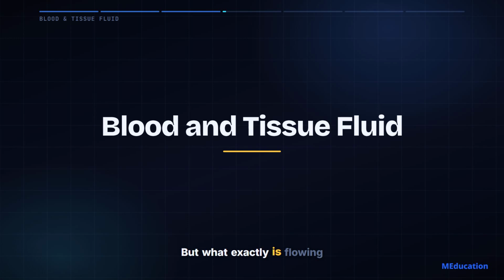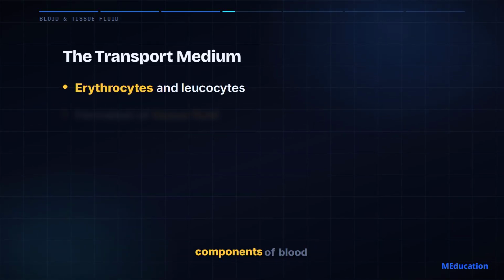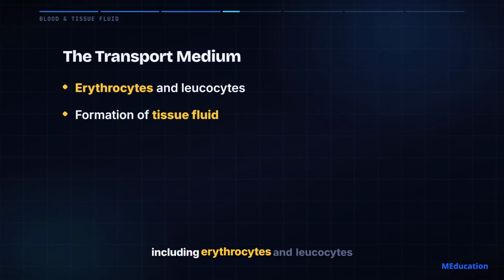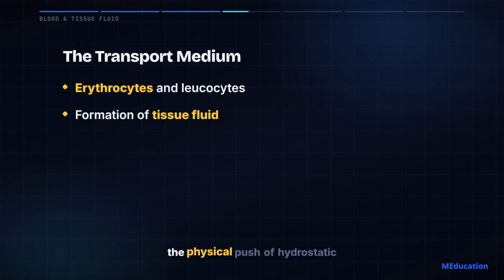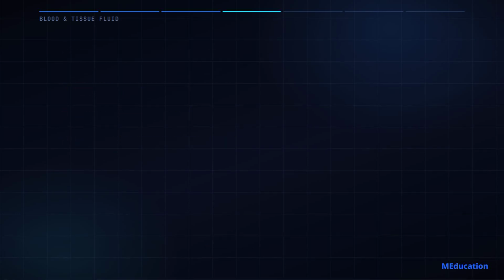But what exactly is flowing through these tubes? We will examine the cellular components of blood, including erythrocytes and leukocytes. Crucially, you will learn how the physical push of hydrostatic pressure and the osmotic pull of water potential interact at capillary beds. This delicate balance forms tissue fluid, bathing your cells in nutrients before draining into the lymphatic system.